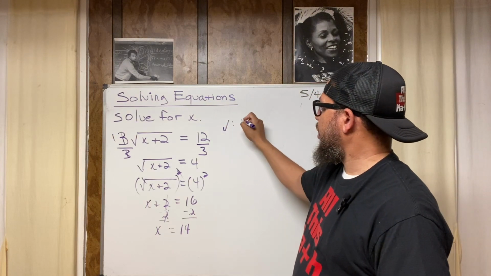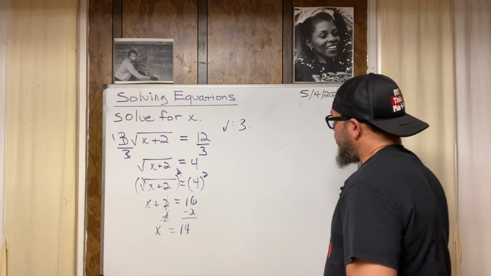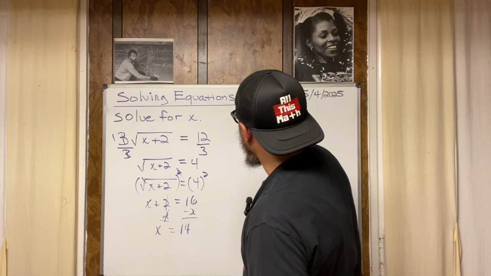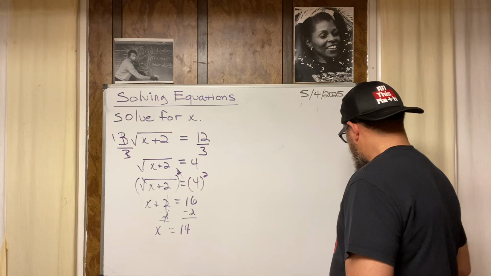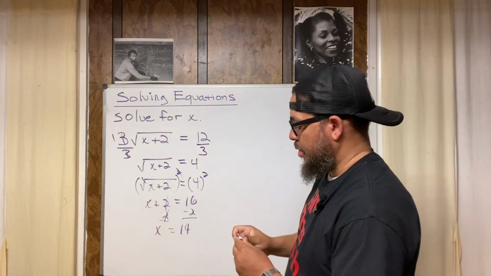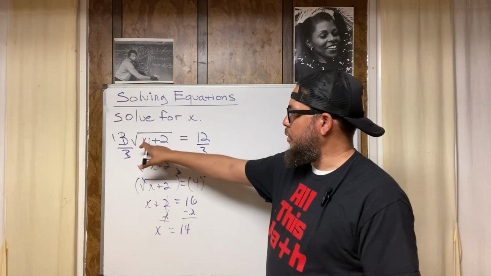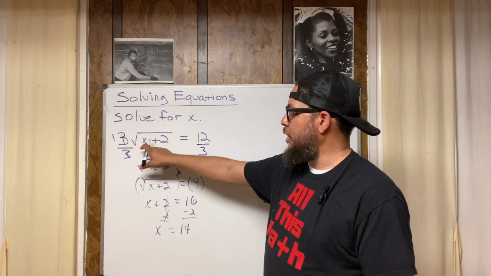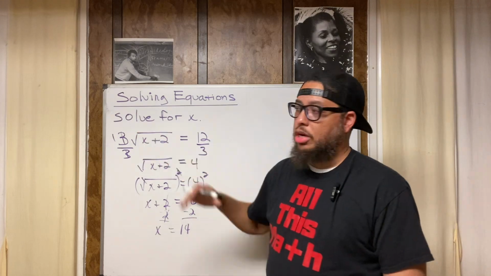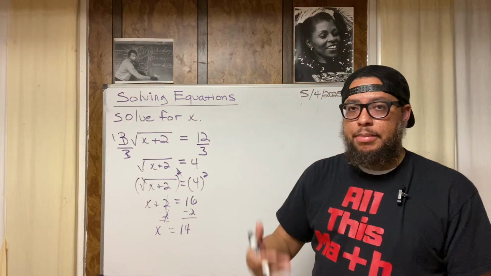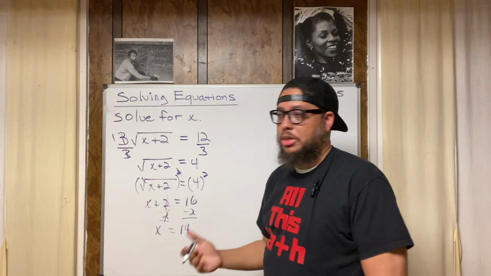Let's check our work. Let me switch up the color so I can differentiate. Purple, and let's do black. All right, so to check our work, we take the solution and substitute it into the original equation, and we see if it gives us a true statement. If it does, then our answer is correct. If it does not, then our answer is wrong, and we need to go find our mistake.